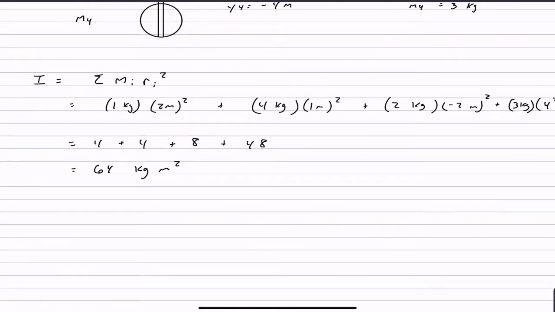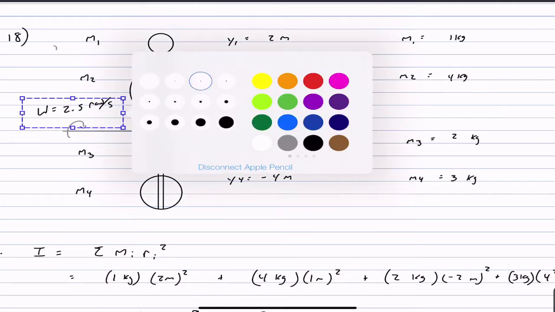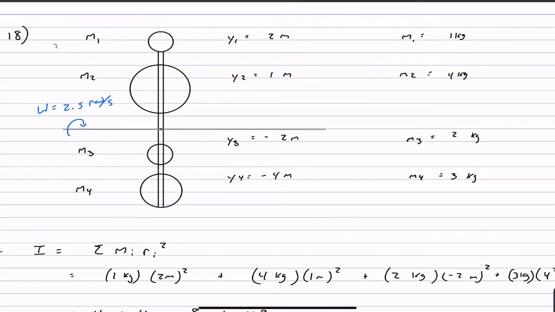Part B. So this was A, and this is B. Using K_R is equal to half I omega squared. What is the total rotational kinetic energy of the system? Okay, well, this thing is rotating with omega equal to 2.5 radians per second. Let's make this highlighted so we can see it.